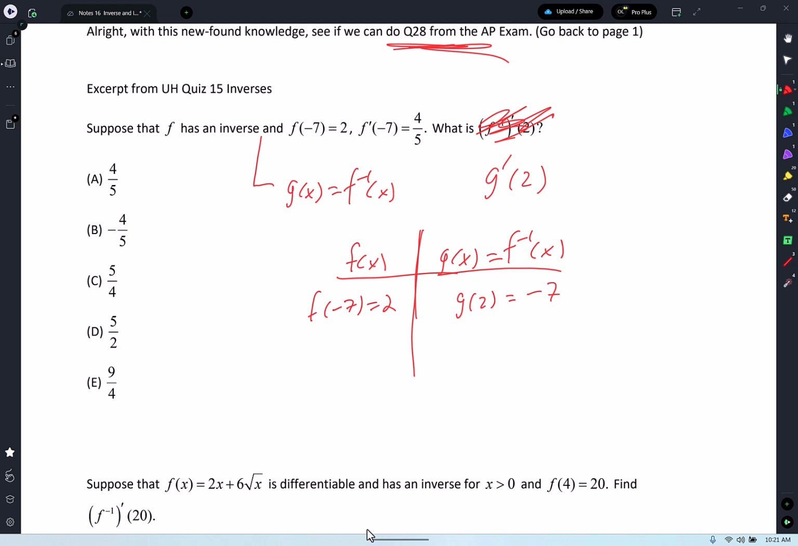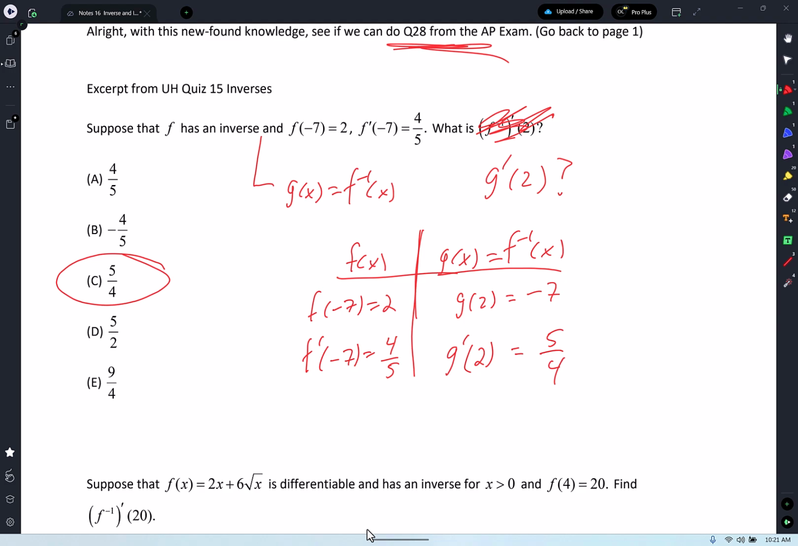All right, what else did they tell me? I know that f prime of negative 7 equals 4/5. So tell me what I know about g. Is it g prime of negative 7 or g prime of 2? G prime of 2. That's the trick. G prime of 2 equals 5/4. All right, what do they want? Suppose that f has an inverse. What is g prime of 2? What's the answer? C. Look at that. You guys are all stars right off the bat.